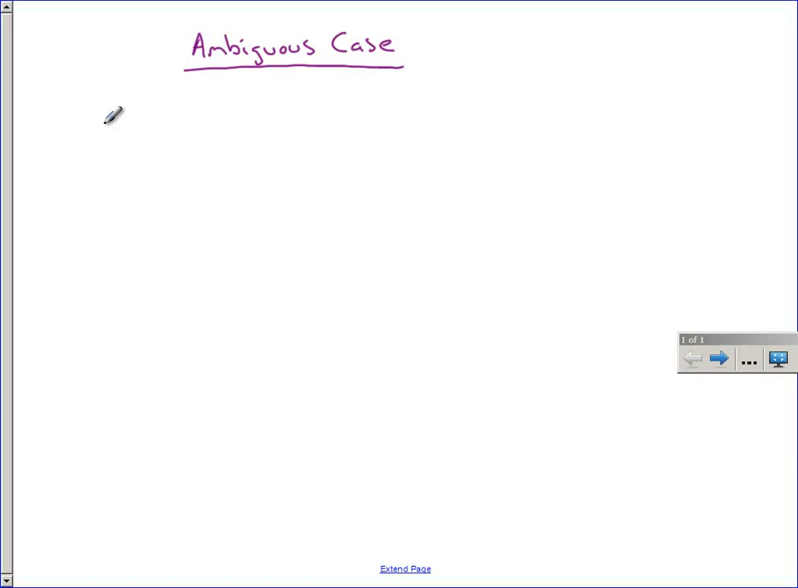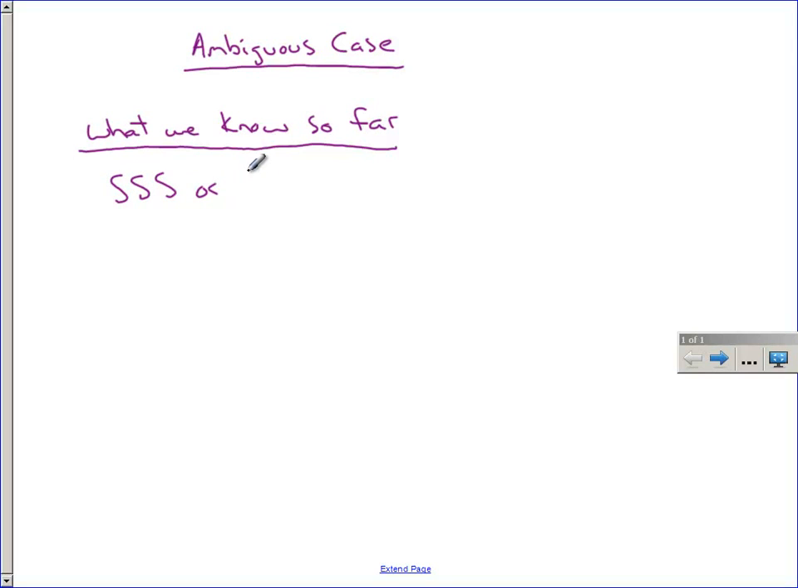let's write down what we know so far. So what we know so far is if I am going to try and find some missing sides and angles, and I am given a side, side, side, or a side, angle, side triangle, then I am definitely going to use the law of cosines to find my missing sides and missing angles so that I can solve the triangle.